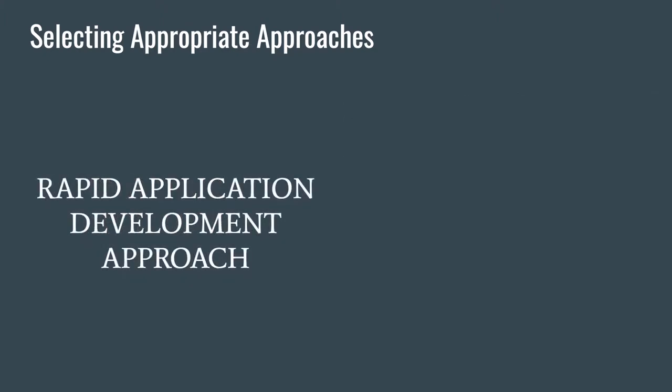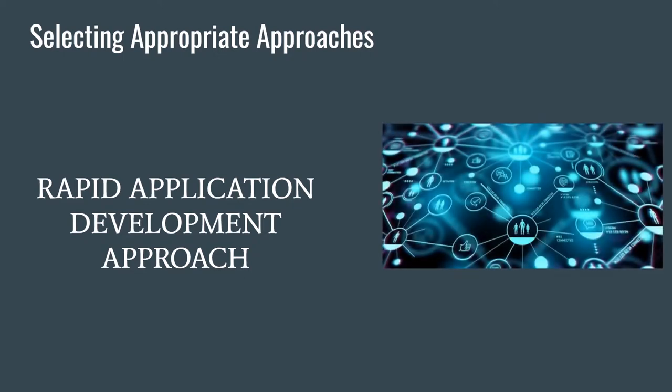Rapid application development, also known as RAD, is a software development approach that allows for usable systems to be built within a short time frame. This type of approach often aims to reduce development time so that the majority of requirements can be met and implemented as quickly as possible.